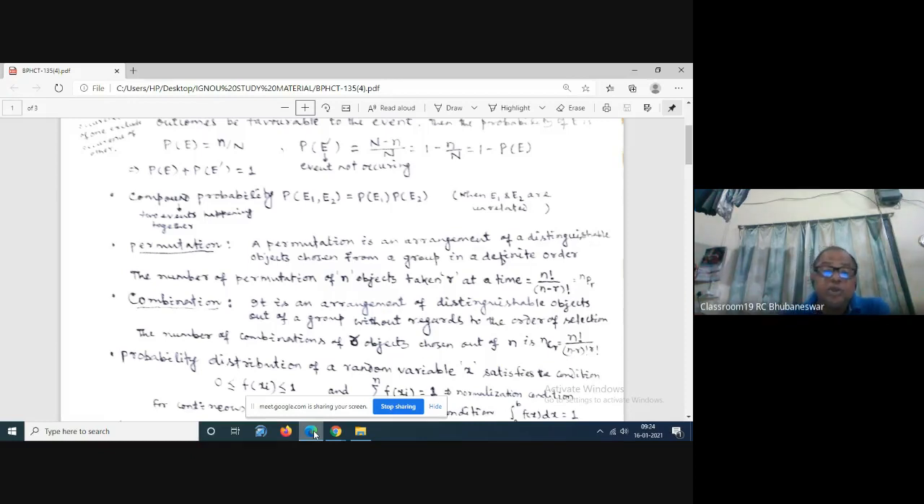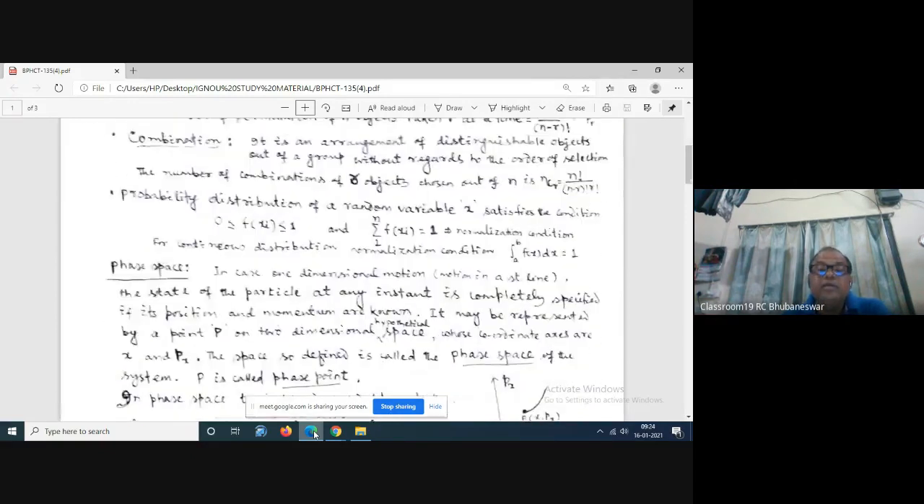Now the probability distribution of a random variable X. So you have many random variables, and their probability distribution satisfies this condition: 0 less than or equal to f(xi) less than or equal to 1, and the sum over i from 1 to n of f(xi) equals 1. This is called the normalization condition. And if your distribution is continuous, the summation changes to an integration from a to b of f(x) dx equal to 1. So these two conditions have to be satisfied for the probability distribution of random variables.